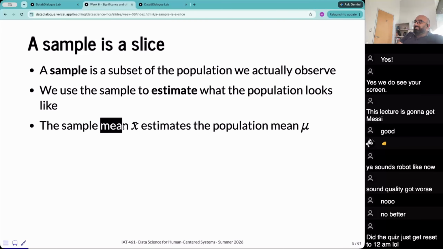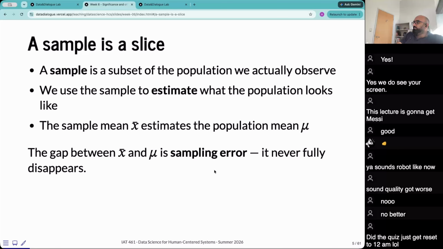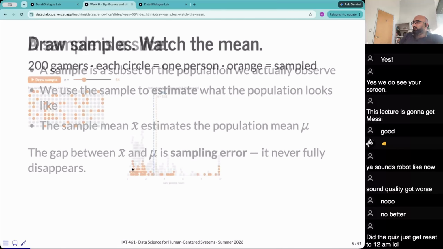So for example, we're interested in the average of something for a population. We say, okay, the sample mean, X bar, estimates the population mean. So we use the sample as an estimate for the population. And this gap that always will exist because the sample is never the actual population is called the sampling error because it never fully disappears. You will have some noise, some errors in your data, okay?